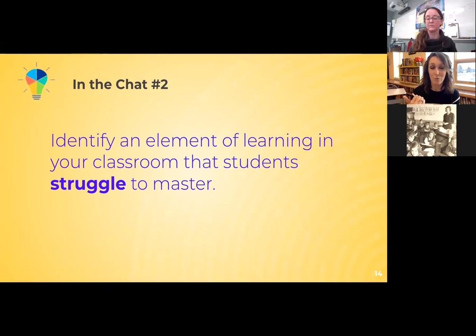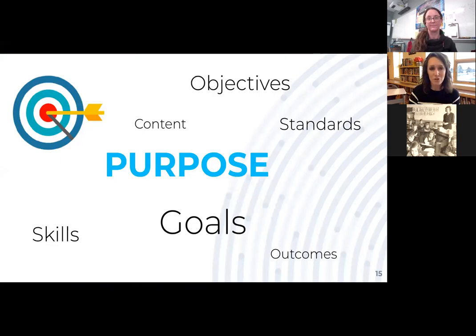This is what we will be coming back to at the end of our session here. Fisher and Frey say it's important to start with purpose in mind. It's easy to think quickly when we're talking about purpose and teaching: the purpose of our instruction, or the standards we're teaching, or the content we need to cover, or the skills in our content area. Purpose sometimes can be quickly identified as maybe district goals or objectives.